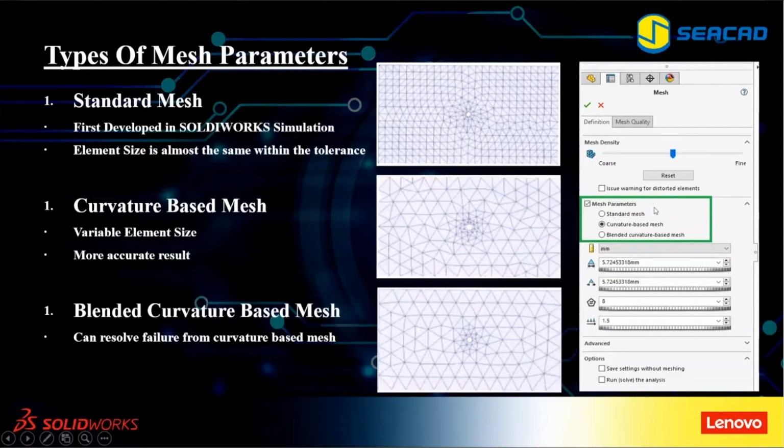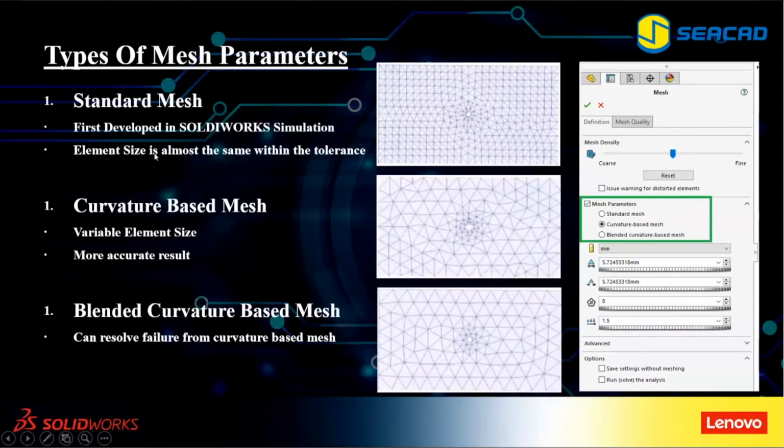So which one should we use? That is a very important question, right? Which one should we use? For standard mesh, this was first developed in SOLIDWORKS Simulation, which means when the development team first developed this software, this is the only mesh that you could use, the standard mesh.